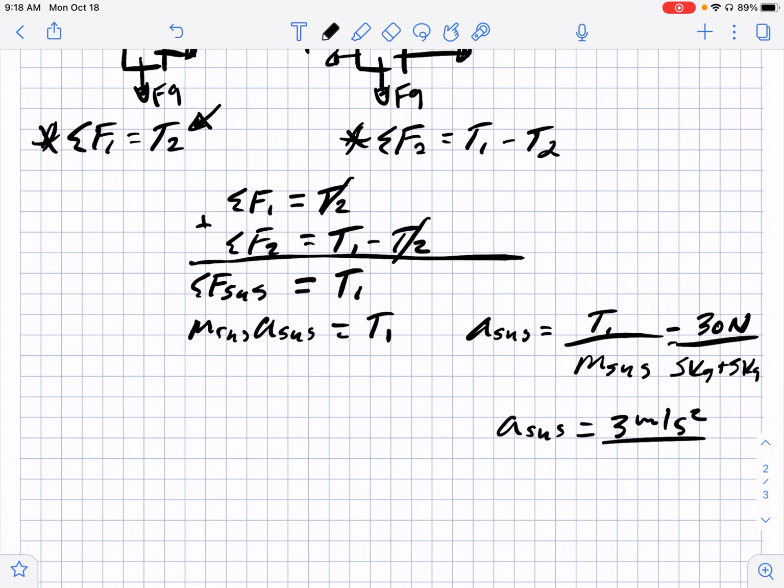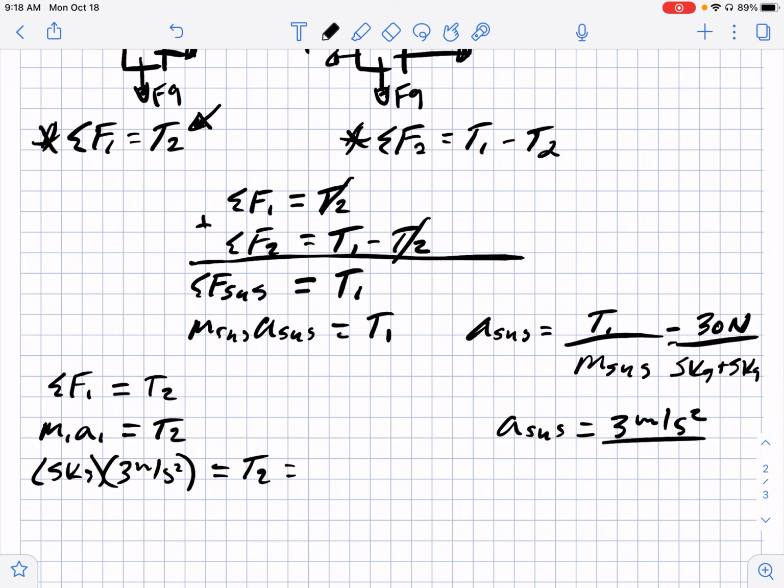So let's start with the one on the left. So the net force equation for object 1 is just equal to T2. We can apply Newton's second law, so the mass of object 1 times the acceleration of object 1 is equal to T2. The mass of object 1 is 5 kilograms. We just solved for the acceleration, it was 3 meters per second squared. So T2 then is just equal to 15 newtons.